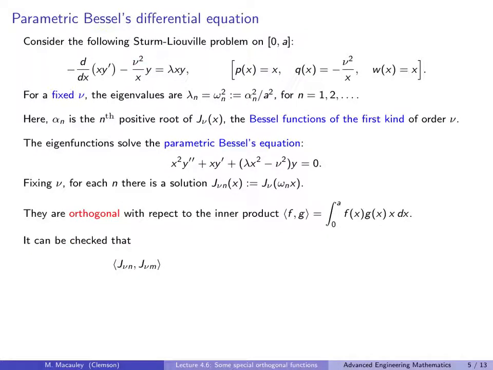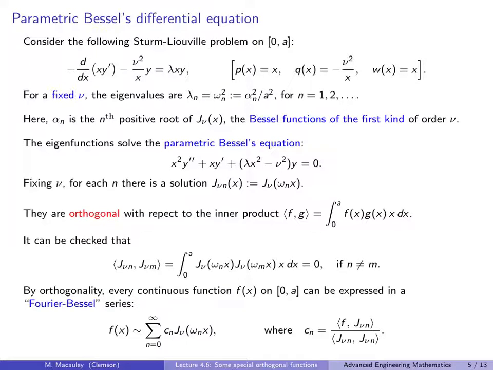It can be checked that if you take any two dilates of this Bessel function, you take their inner product, so j nu n dot j nu m, that's just the integral from 0 to a of j nu of omega n x times j nu of omega m x times the weighting function x dx. Then you get 0 if n and m are distinct. Now there's not going to be a nice closed form solution, I'm sure, for what this thing is when n and m are equal. So just know that it has to be non-zero.